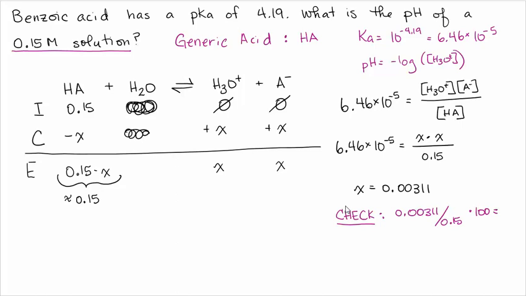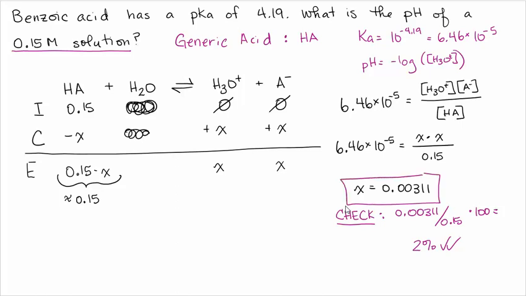So we're going to put x divided by the initial concentration of 0.15 times 100. It turns out that it's 2%, so check, we're good. As long as we're less than 5%, we can carry on using that assumption. If it's greater than 5%, then you're going to have to use the quadratic equation or more complicated math. So our assumption is valid.